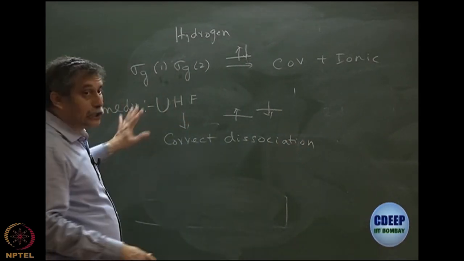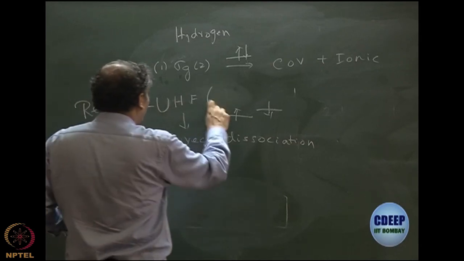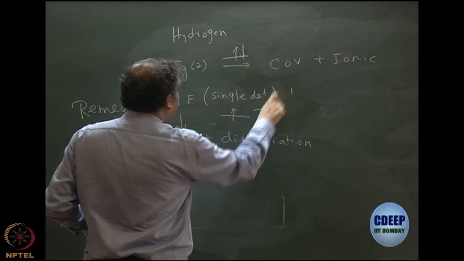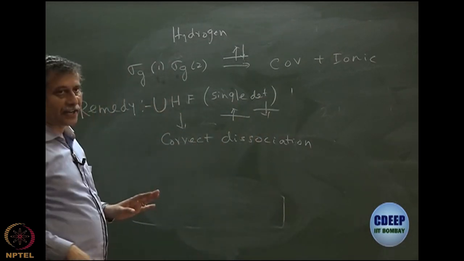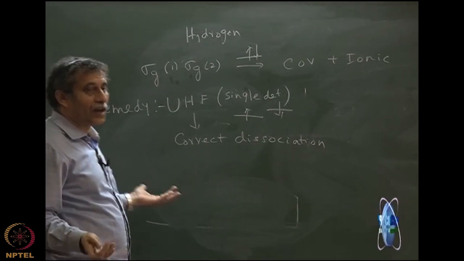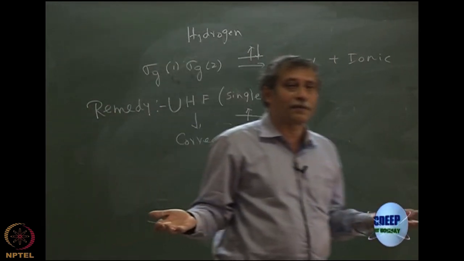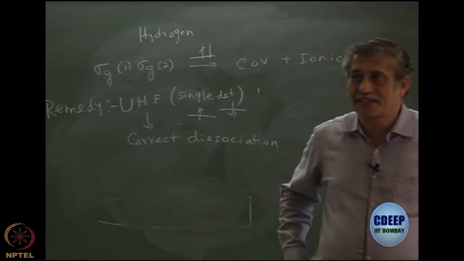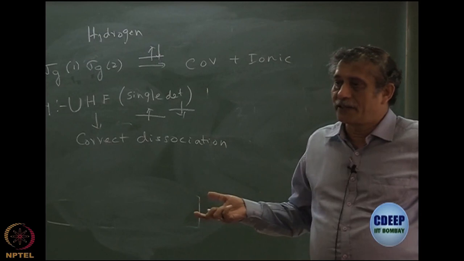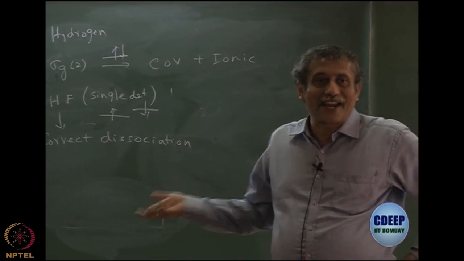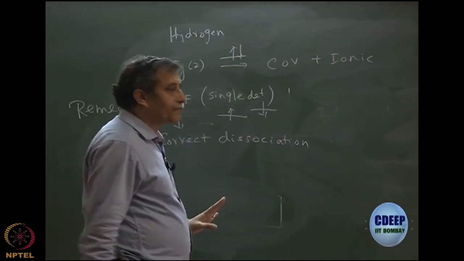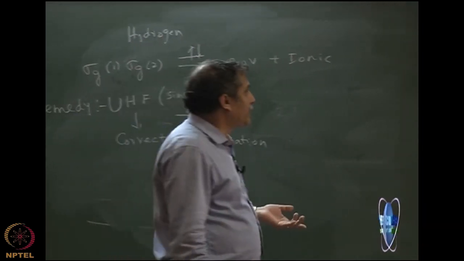But UHF is also a single determinant picture, and the single determinant picture gives more or less correct dissociation, except that now there is a confusion about what state I am getting, because it is no longer spin adapted. I already discussed yesterday that if I do unrestricted Hartree-Fock, it is no longer spin adapted. So we are not sure what state we are getting. So this is not really a very good way of doing it. So a better way to do it is the following.